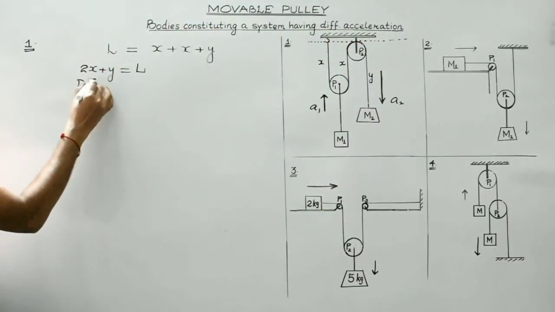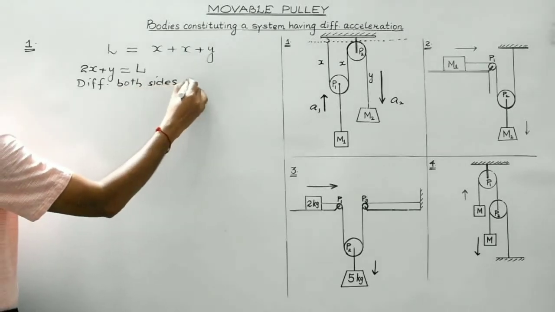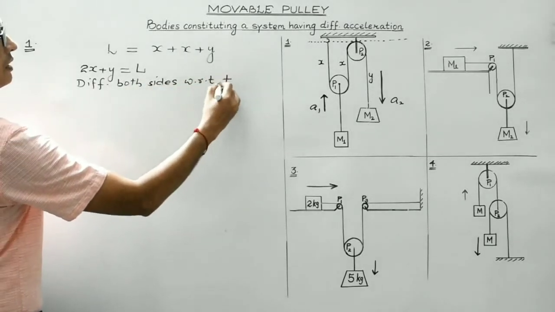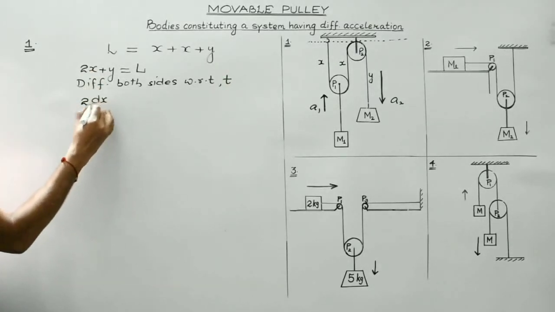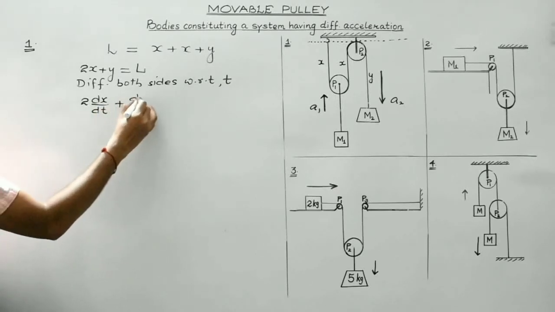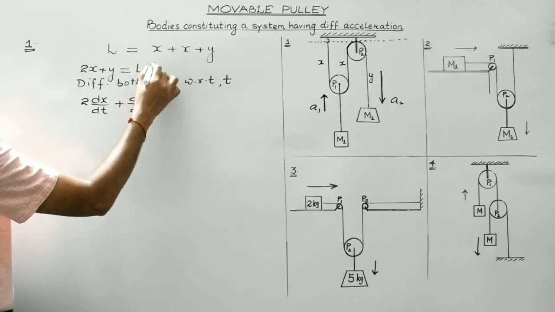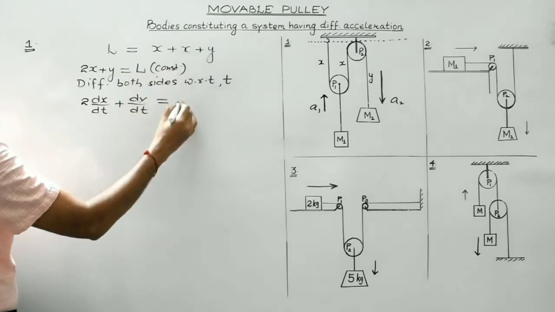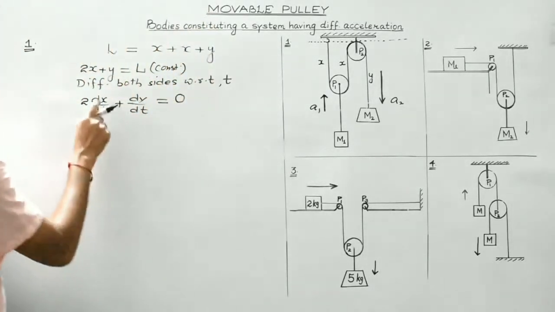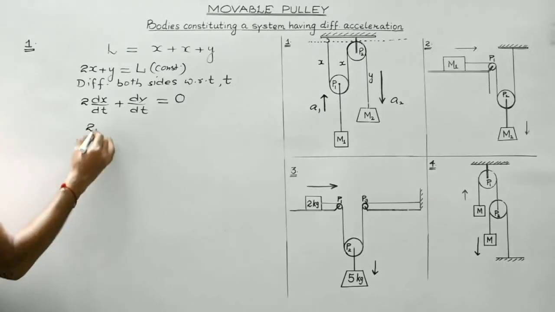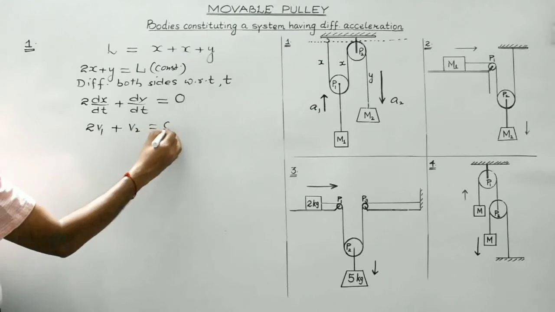Therefore, differentiating both sides with respect to time t, what do we get? Twice dx by dt plus dy by dt is equal to the differentiation of a constant. L is constant, isn't it? So the differentiation of a constant is 0. Am I clear, students? So twice V1 plus V2 is equal to 0.